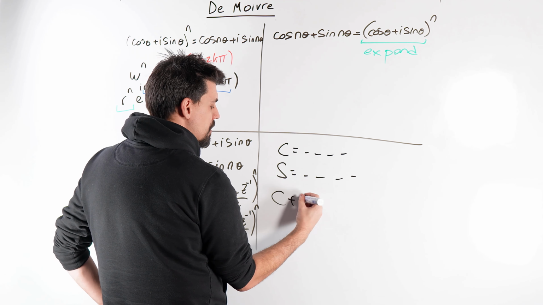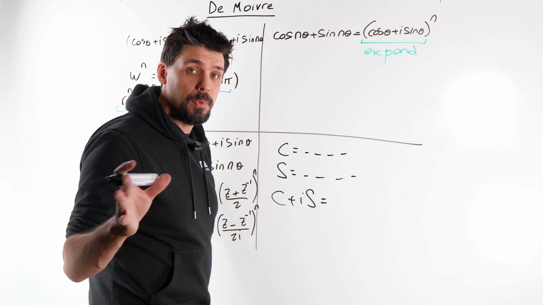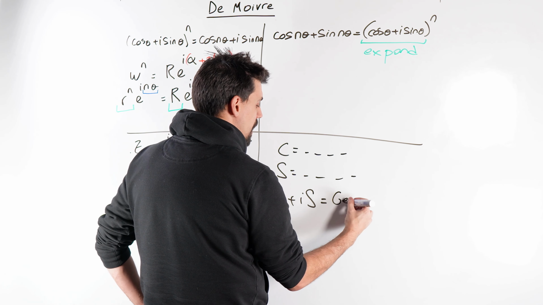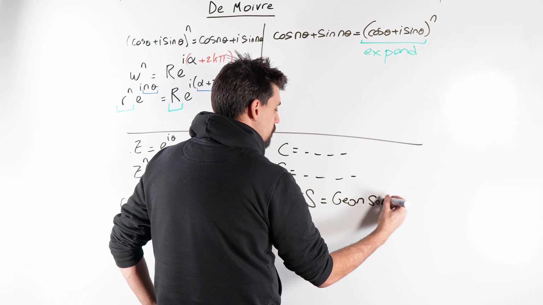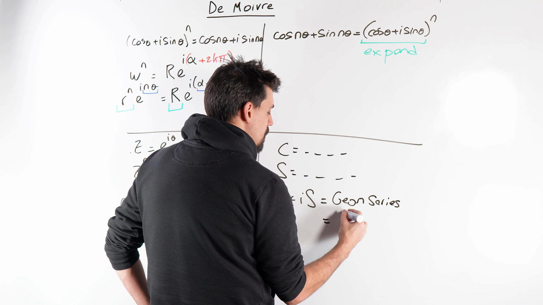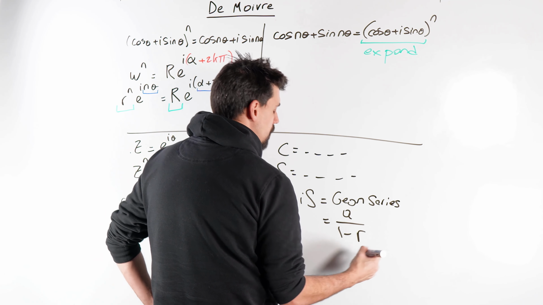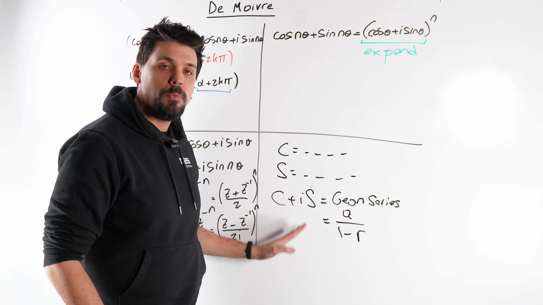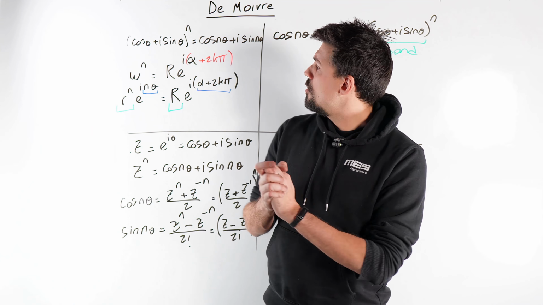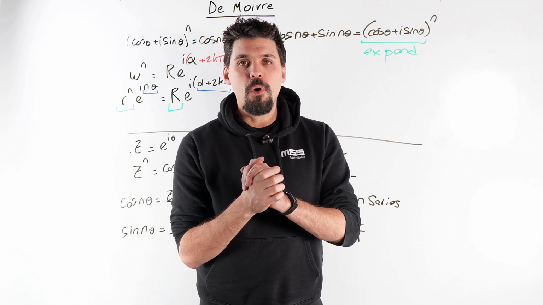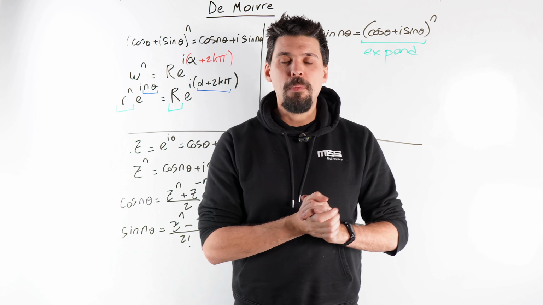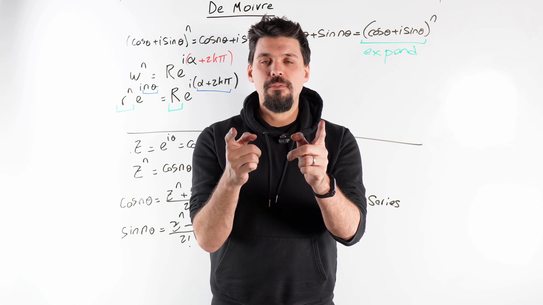We've got a couple of infinite series, or they don't even have to be infinite, but those are a real pain. We get c plus i s equals a geometric series, so it's equal to a over 1 minus r, and then we just have to play with that. Those are the main 4 use cases of de Moivre that I can think of that we get to use again and again and again when we're playing with further maths. Can you think of any others?